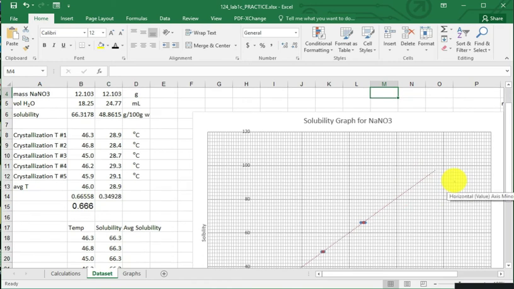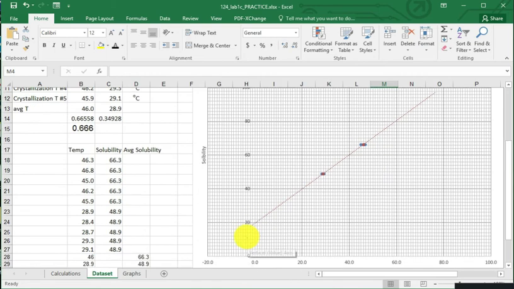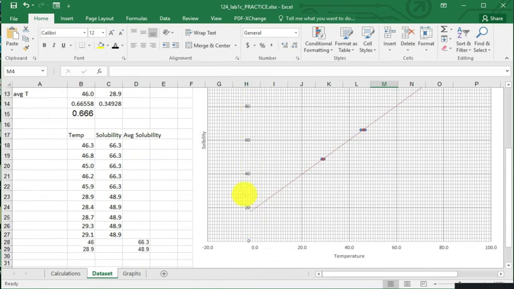Okay, so I have my graph. Note that in your real lab, you're going to have KCl and KNO3, and it would be best if you put them all in the same graph. If you make two graphs, they have to have identical scales so you can make direct comparisons between them.